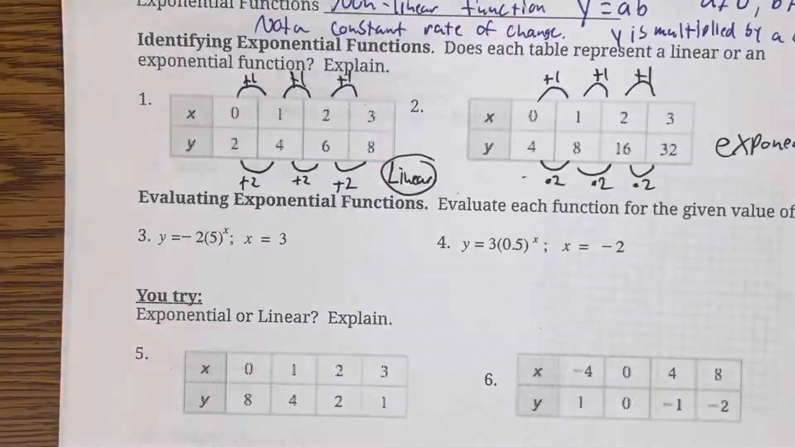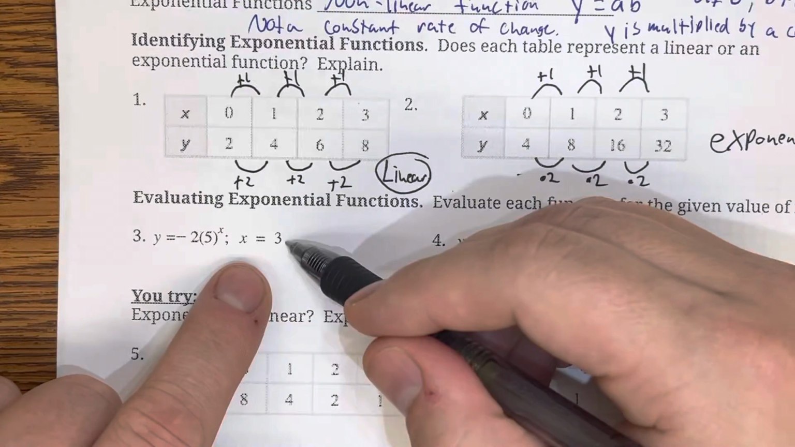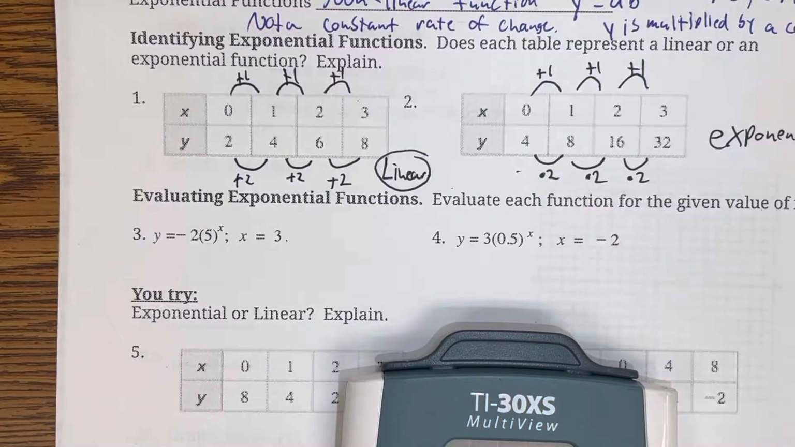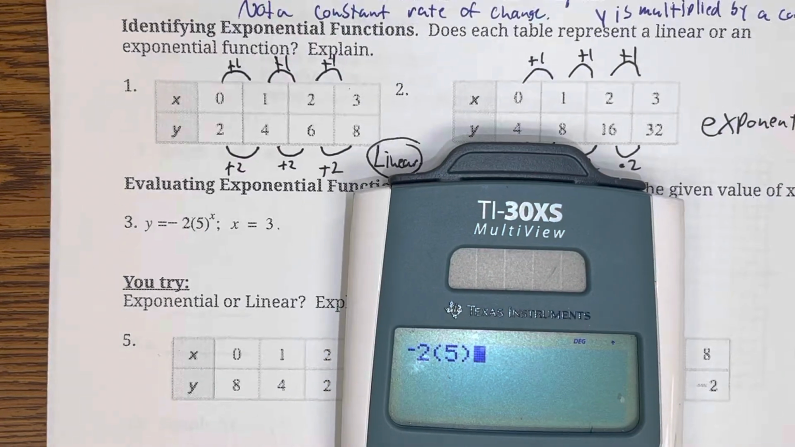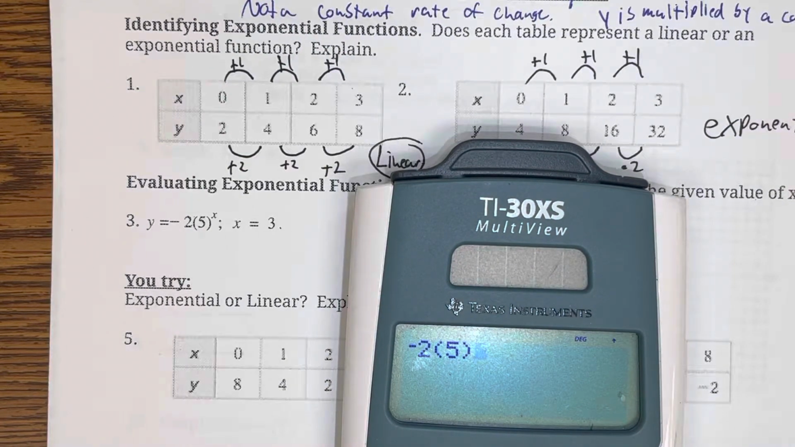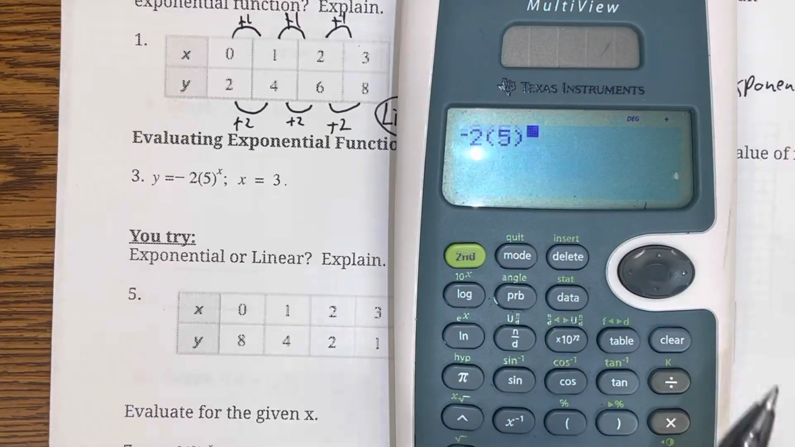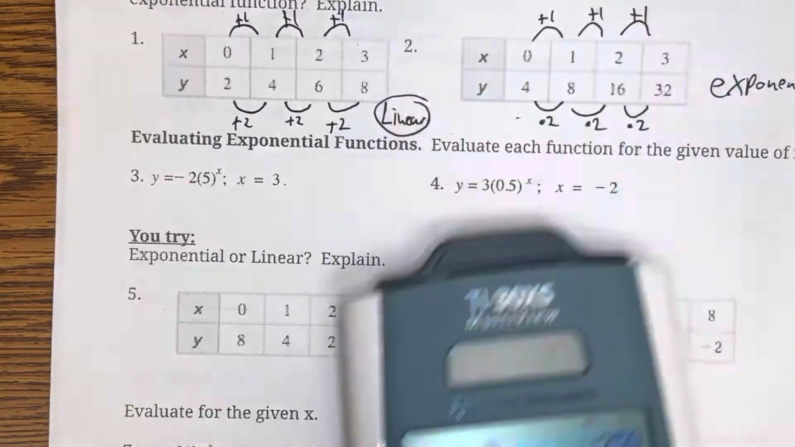Evaluating the functions, realistically for these, we're going to need to use a calculator. Okay, and we're going to take whatever x is and plug it in. When I plug it in, I need to type it in exactly as it reads. Negative 2 parentheses, 5 parentheses. Okay, so I want it exactly how it reads. And then from there, I need to use that exponent button, this little caret. Okay, this button here is the exponent. And I'm putting in 3 for that. And I get negative 250.